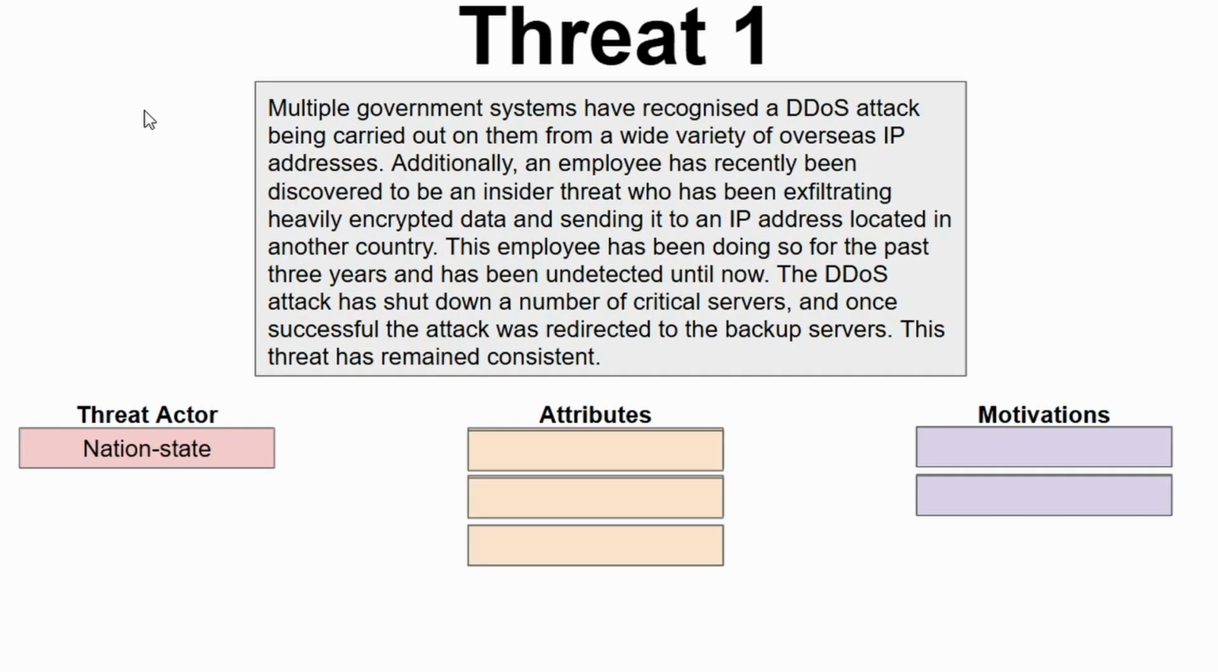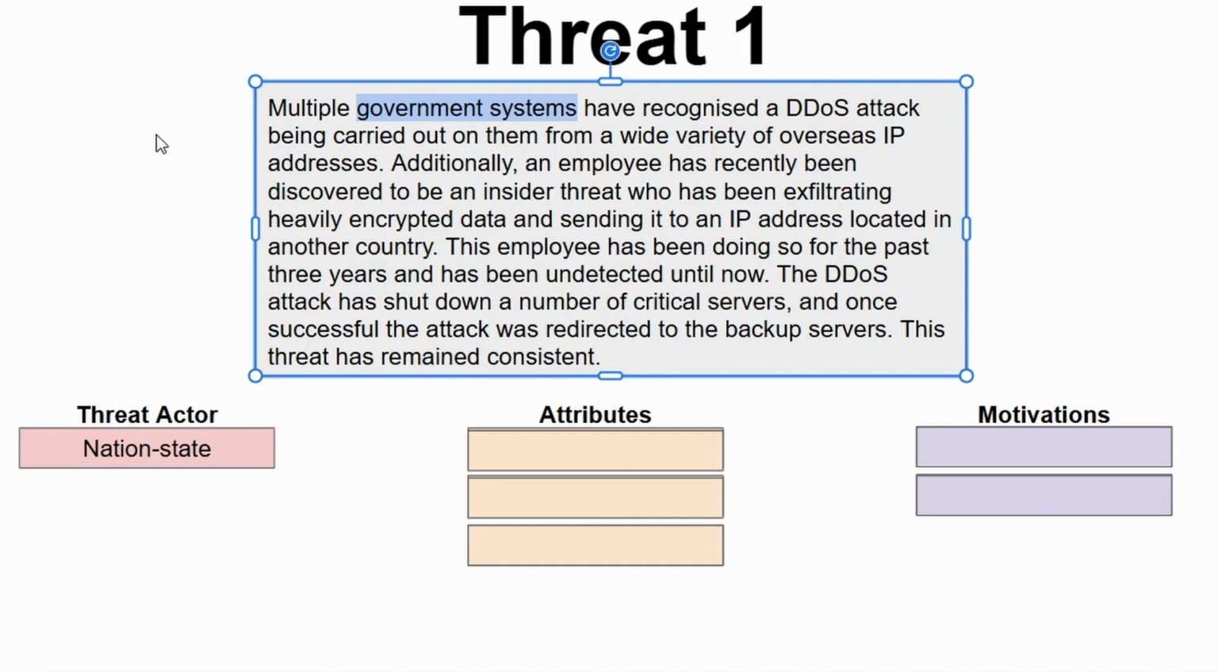Well, have a look here. It says multiple government systems. That's the first clue, I suppose, that keys us in. Generally, if it's the government that's being attacked, there's a good chance it's going to be coming from another country, which is basically what nation state is. It's an attack on our country. It's an attack on our governments.